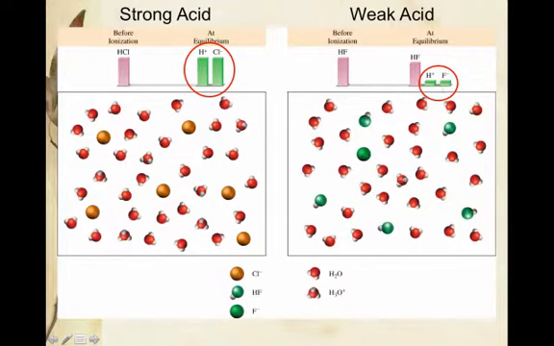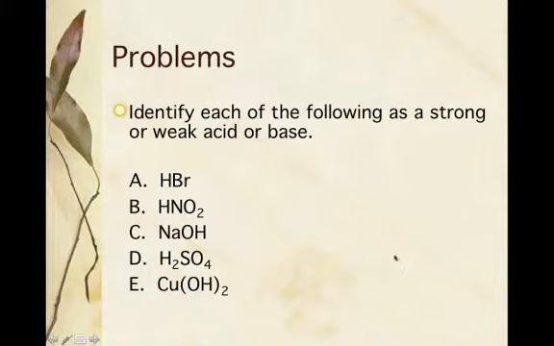Okay, identify as a strong acid, weak acid, strong base, or weak base. Strong acid, I'm just going to put SA. How about this one? It's weak. Nitric acid is strong. This is nitrous acid. That's pretty weak right there. D? Weak.